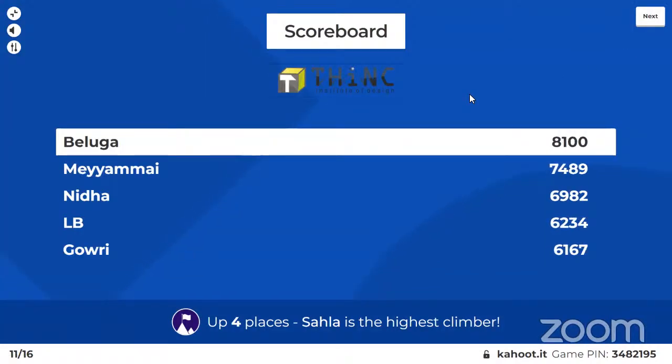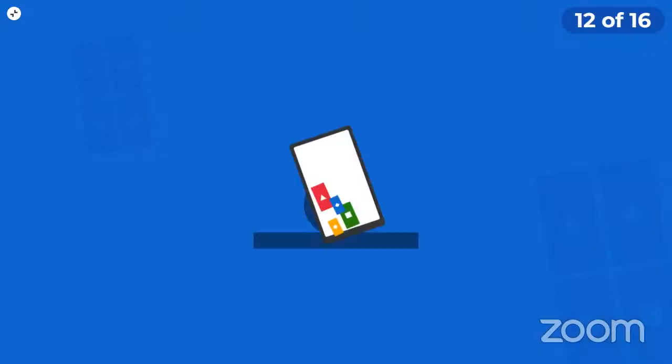Scoreboard. Beluga on the top, no change in the scoreboard, only change in the points. Beluga on the top with 8100. Second, Mayamai. Third, Nita. Fourth, LB. Fifth, Gauri. New climber, Sahla, climbing 4 places. 12th question.